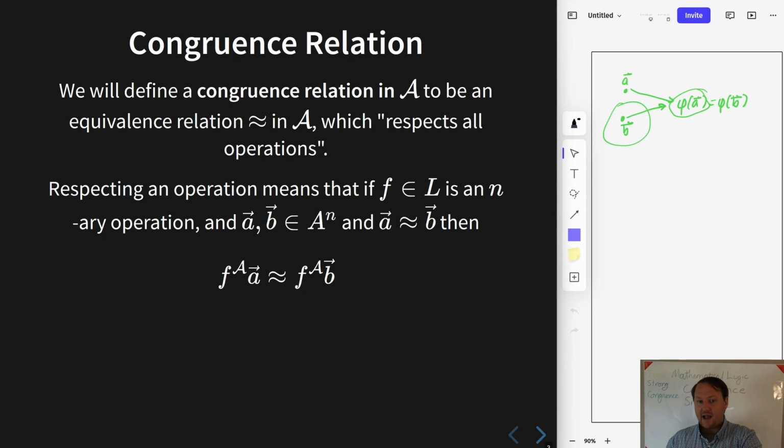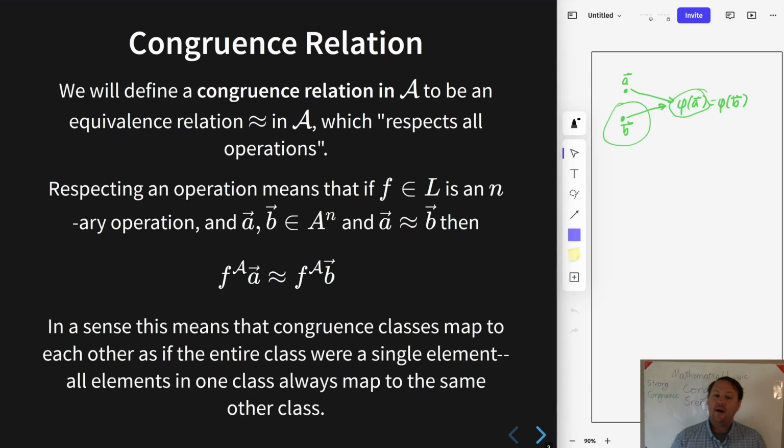So that's what we are outlawing when we call something a congruence relation. So in effect, if you took any cell of the congruence relation and map any of the elements on the inside of it, they all must go to the same cell as their image. That's what we are requiring.